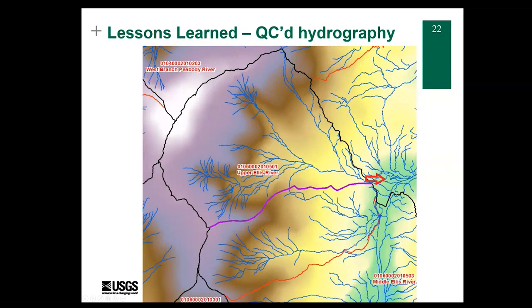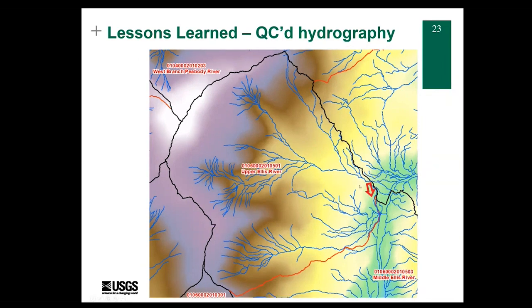So the draft hydrography has the flow lines routed here directly to the east, and so everything north of this purple line would have been lumped with this other HU14. But if we take a look at the DEM, there's actually a valley here that indicates that the flow line should flow to the south here.